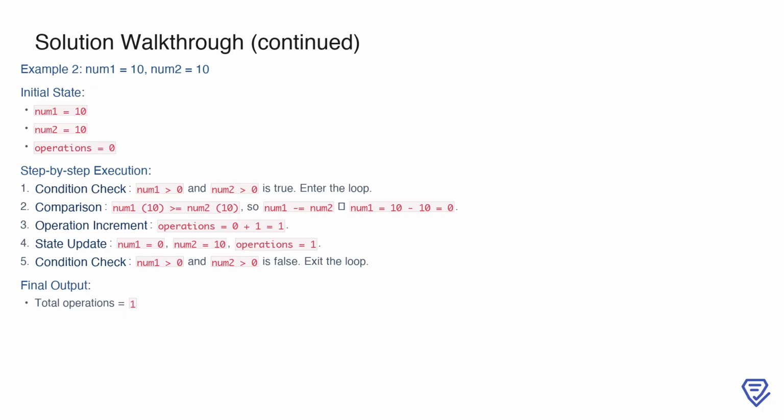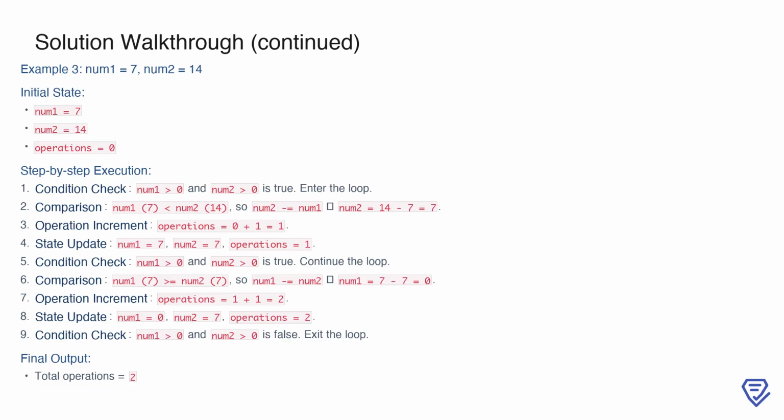We then increment the operations counter to 1. The updated state is number 1 equals 0, number 2 remains 10, and operations equals 1. Next, we check the condition again, but since number 1 is no longer greater than 0, we exit the loop. In this example, the total number of operations is just 1, which is our result for this case.